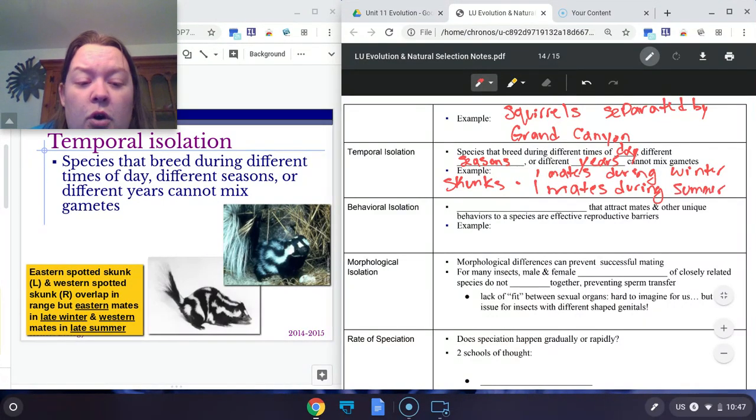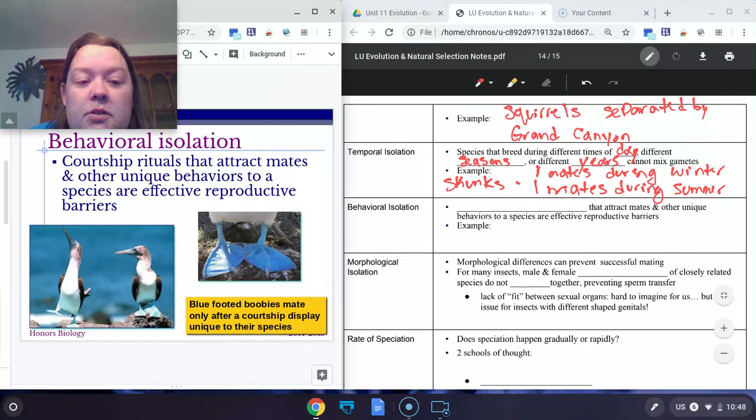If the two skunk species don't mate at the same time, they're not having babies together. So even if the skunks are near and live around each other, if they're not mating together because they mate during different times, then they're not having babies together, therefore they're different species. They're going to be too different to have babies. So not breeding or mating at the same time of year or season or day is going to mean they're not mating together. So if one mates in the winter, one mates in the summer, obviously they aren't mating together, they're not having babies, and they're different species.